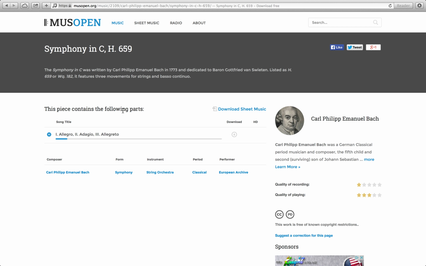Of course, it doesn't really sound like Bach, because Bach can sound like other Baroque composers, but it sounds like a third-tier Baroque composer, kind of. Anyway, here we have, performed by the European Archive, the Symphony in C, written by Carl Philipp Emanuel Bach in 1773, which does make sense, right? I'm going to find out.